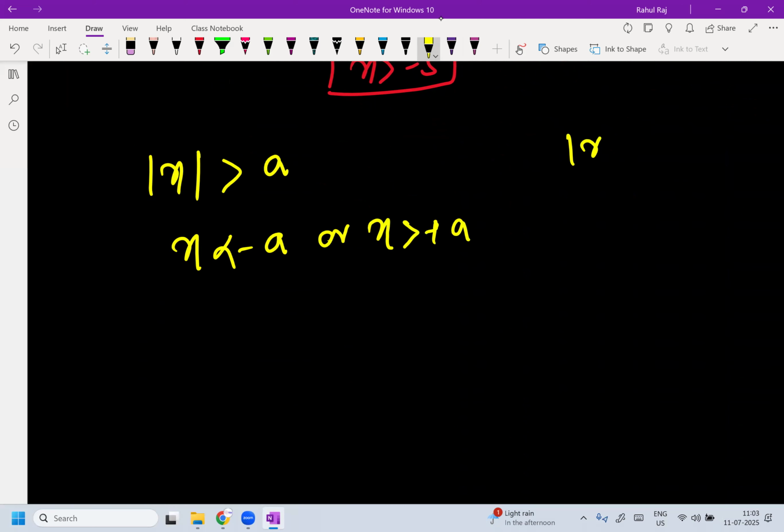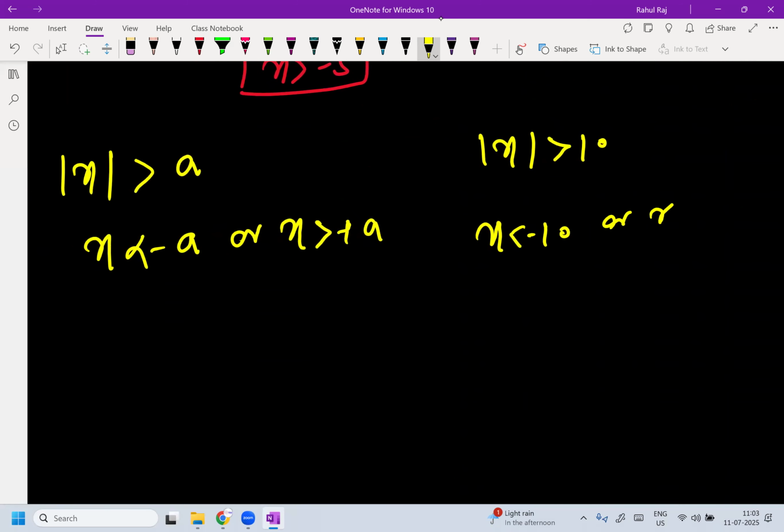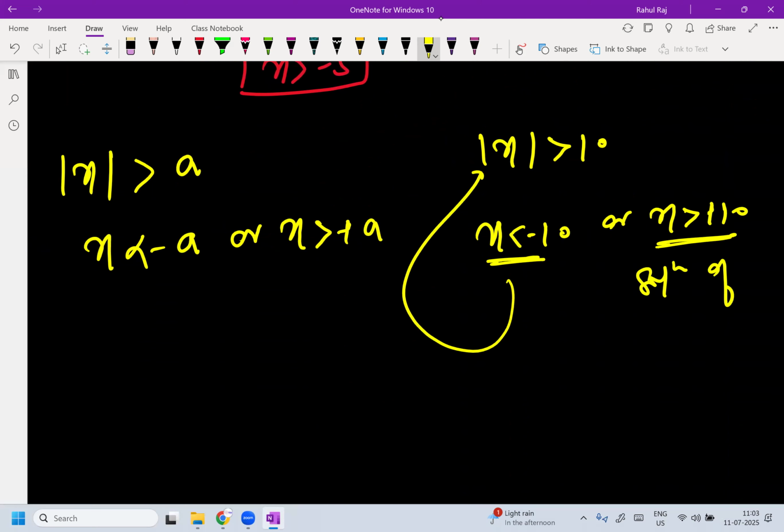Imagine if mod x is greater than 10. It means x is less than negative 10 or x is greater than positive 10. Please understand this is the solution of the equation, Shweta. When you put this back here, what do you get? Take any value of x less than negative 10 and put it over there. See whether you are getting greater than 10 or not.